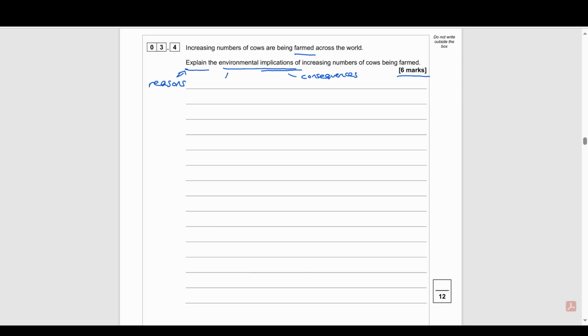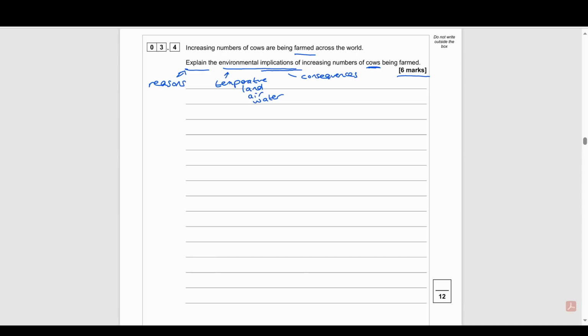And we're dealing with environment. So we could be thinking along the lines of temperature. We could be thinking land. We could be thinking air, water. These are all linked to the environment. So, key thing is cows then.